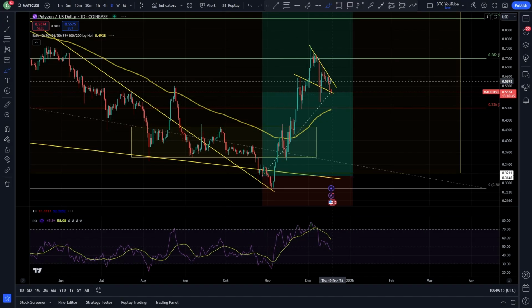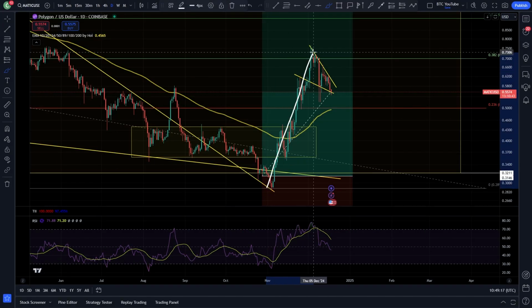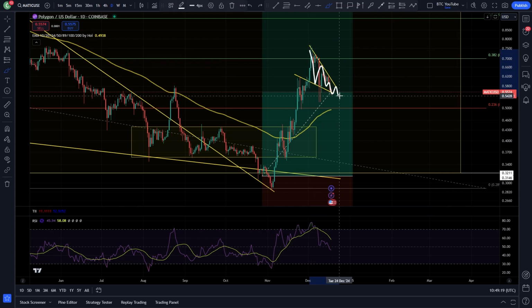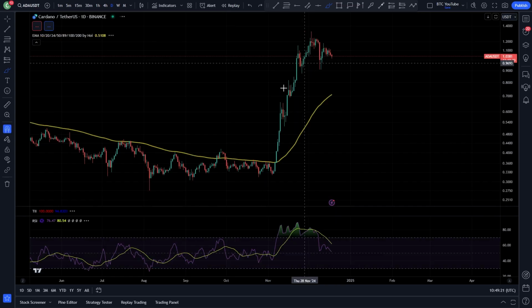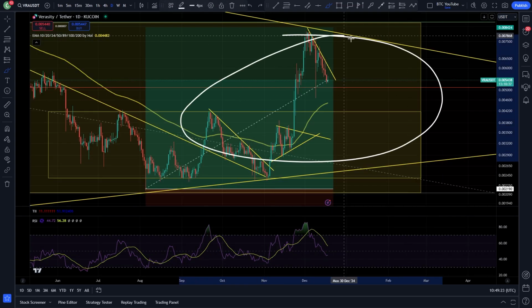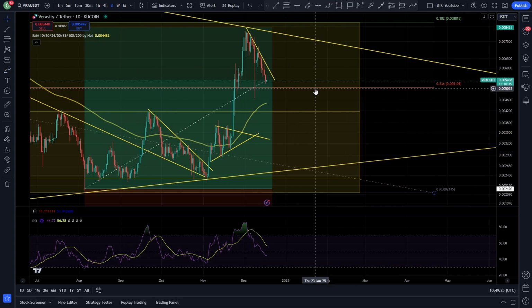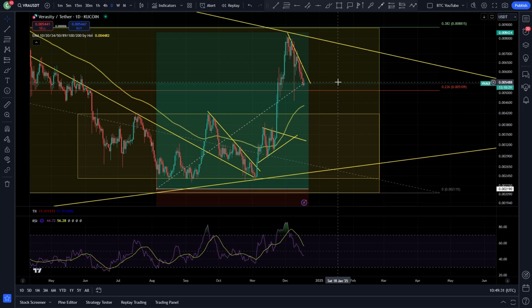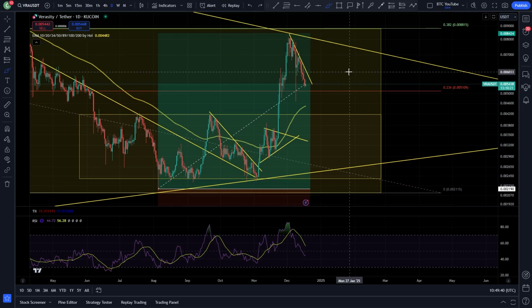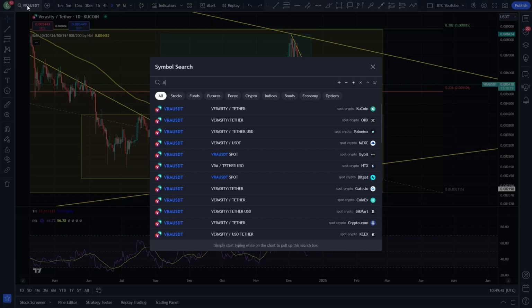Polygon is also one we've looked at on the channel. As you can see, big impulse, but over the past week or so starting to come down in a descending wedge type formation, as you would expect. You can see Verasity here very much just following what the large caps are doing. I'd probably consider Verasity to be a small cap cryptocurrency, which will probably decorrelate as we head towards the pinnacle of the bull market, but I don't think we're quite there just yet. You can see Verasity here pretty much correlated with the large cap cryptos that we've been looking at.